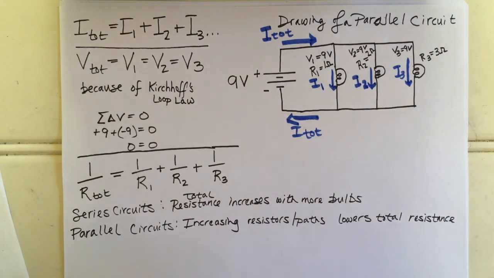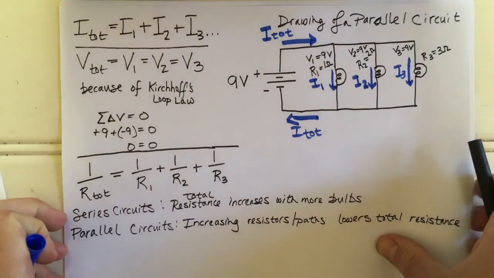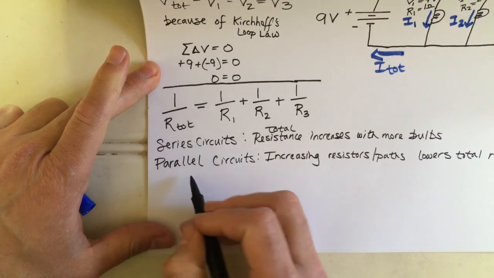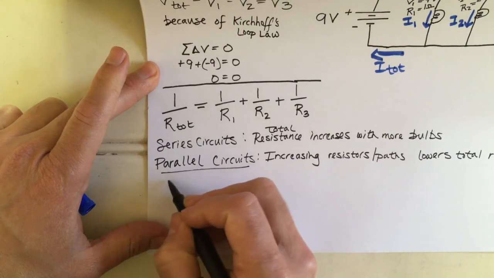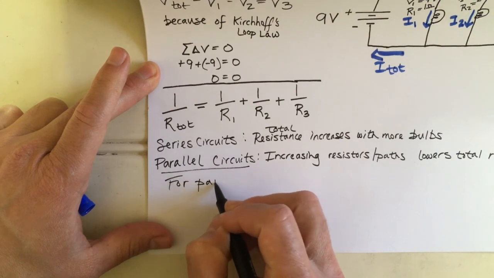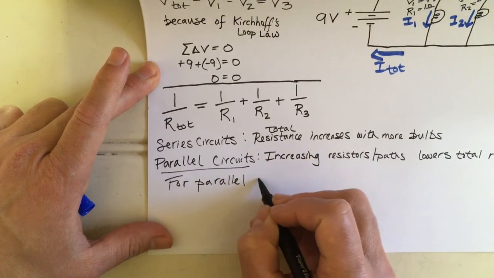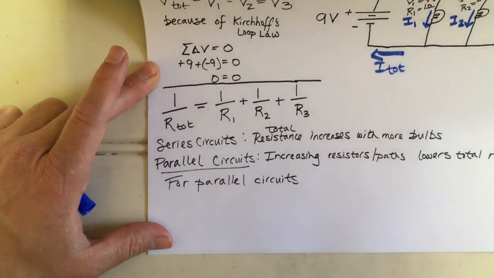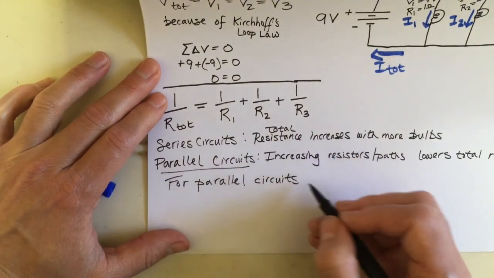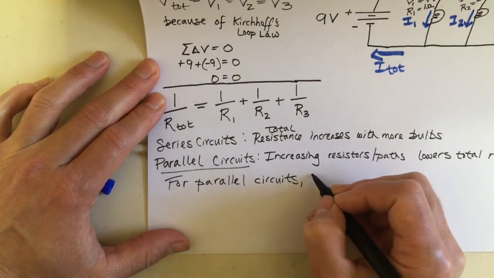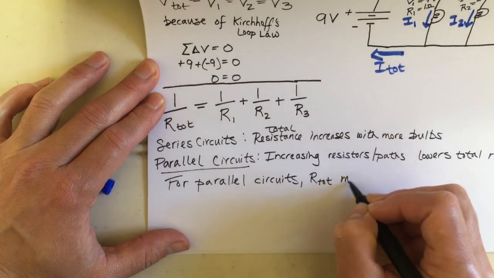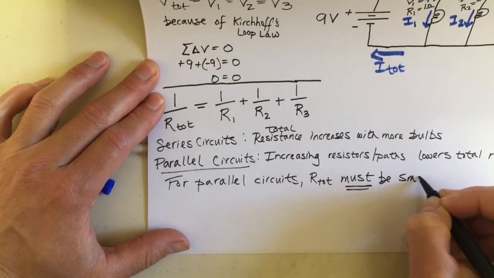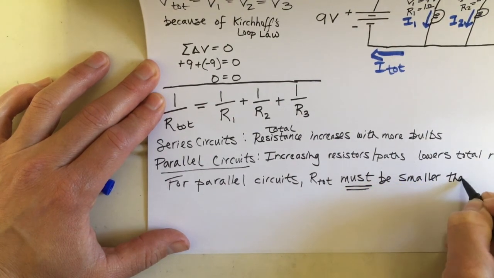So I can think of it one more way. For parallel circuits and their resistors, R total must be smaller than the smallest resistor.